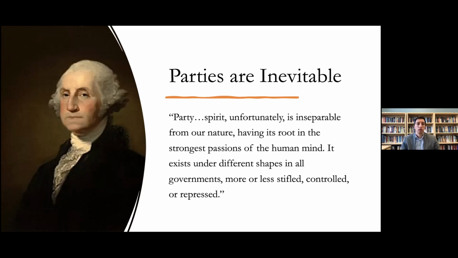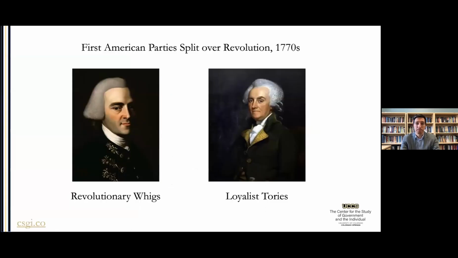So again, regardless of the system of government you have, regardless of the kind of constitution you write, you're always going to have political parties. It's just that they will be more or less controlled. And so for Washington, who was concerned about parties, the question is how best to control the worst aspects of political parties. So when we think about the origins of American political parties, we can think of the Whigs and the Tories.